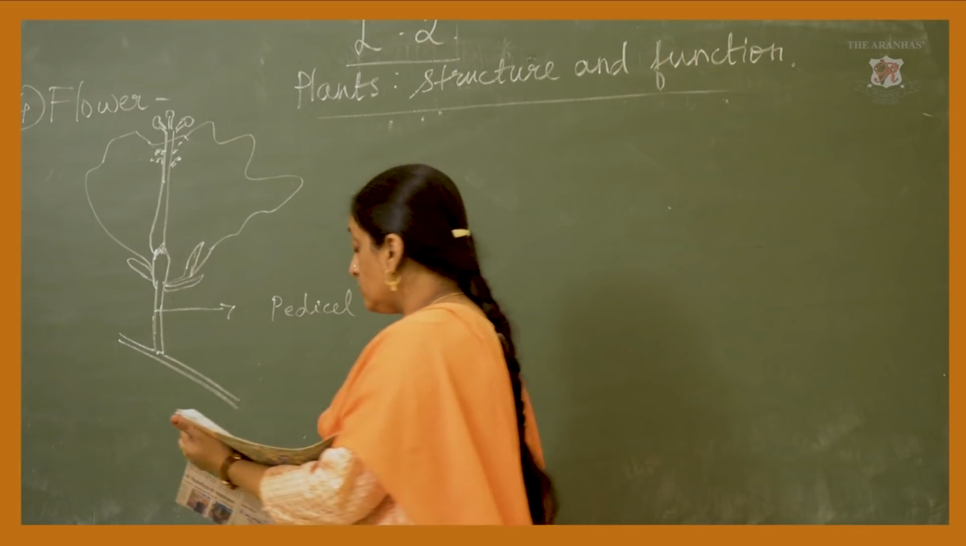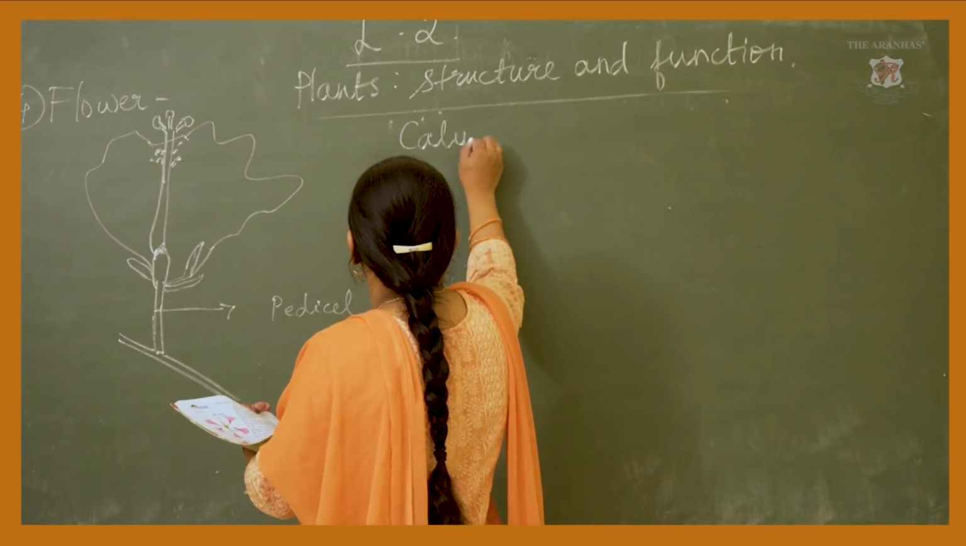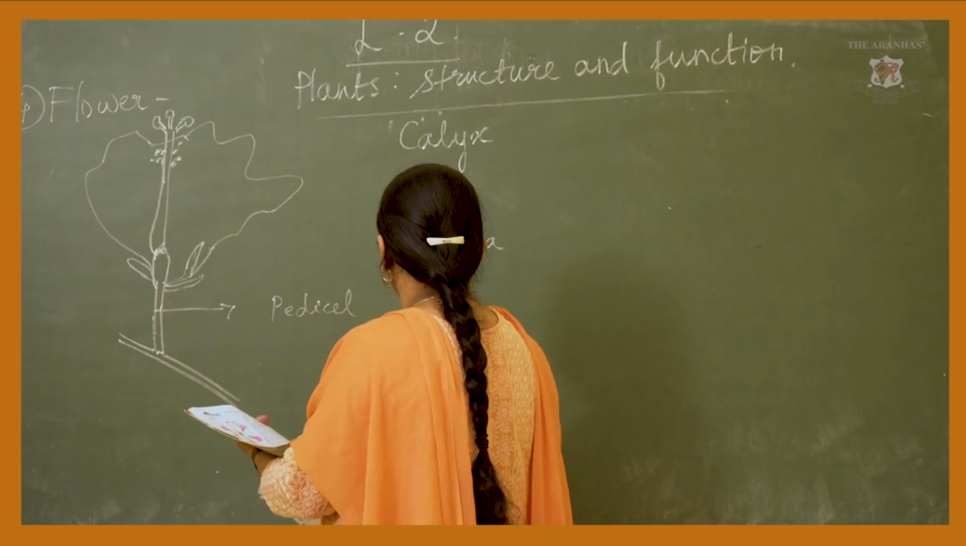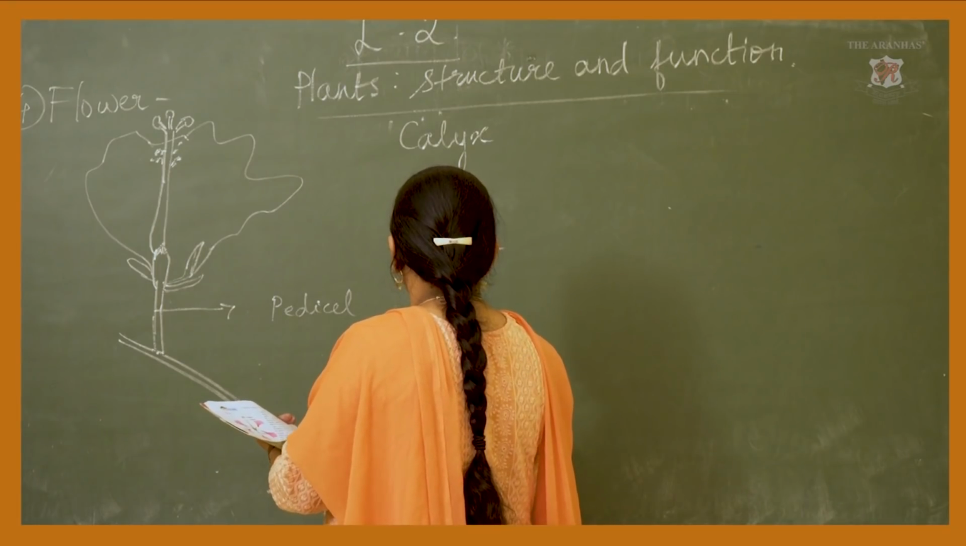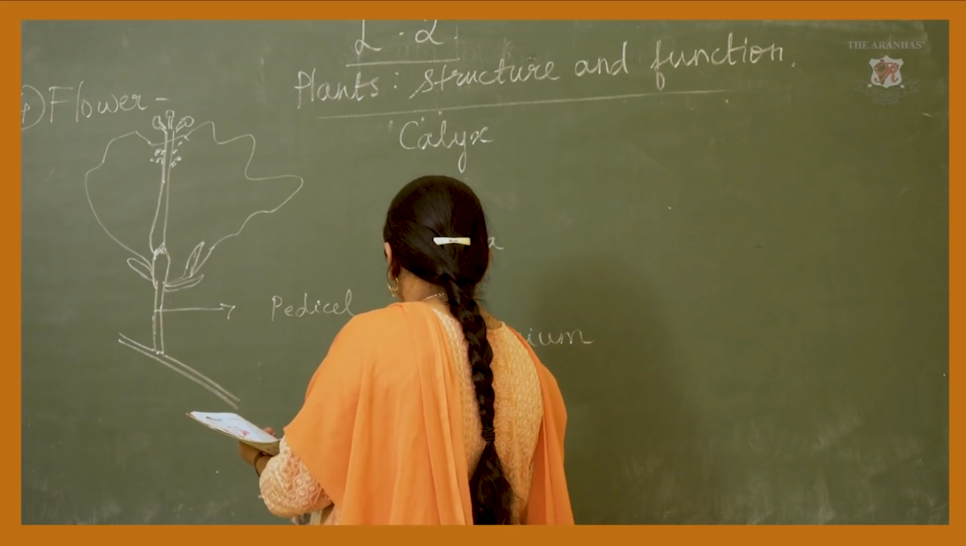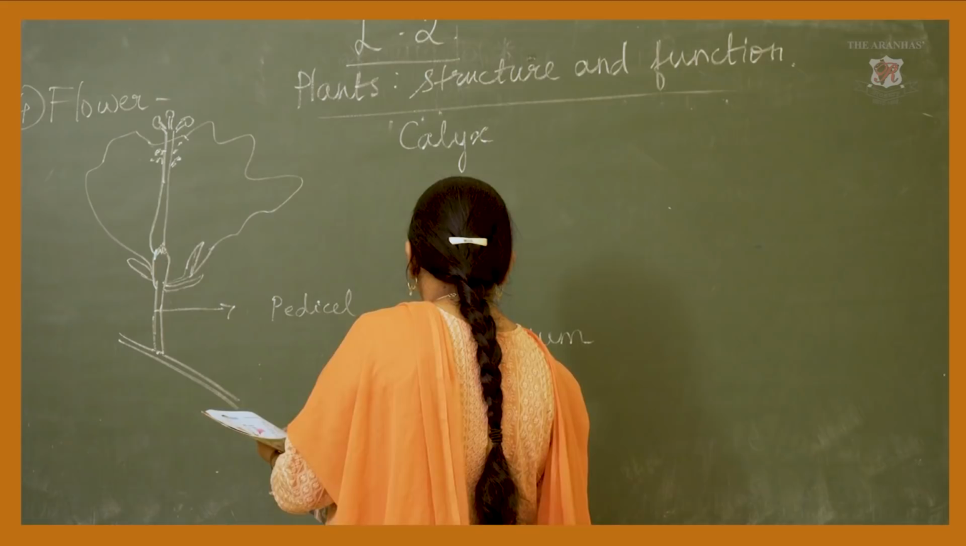Then there are again different parts of the flower. There are 4 main parts of the flower: calyx, corolla, androecium and gynoecium. Everyone has to pay attention.